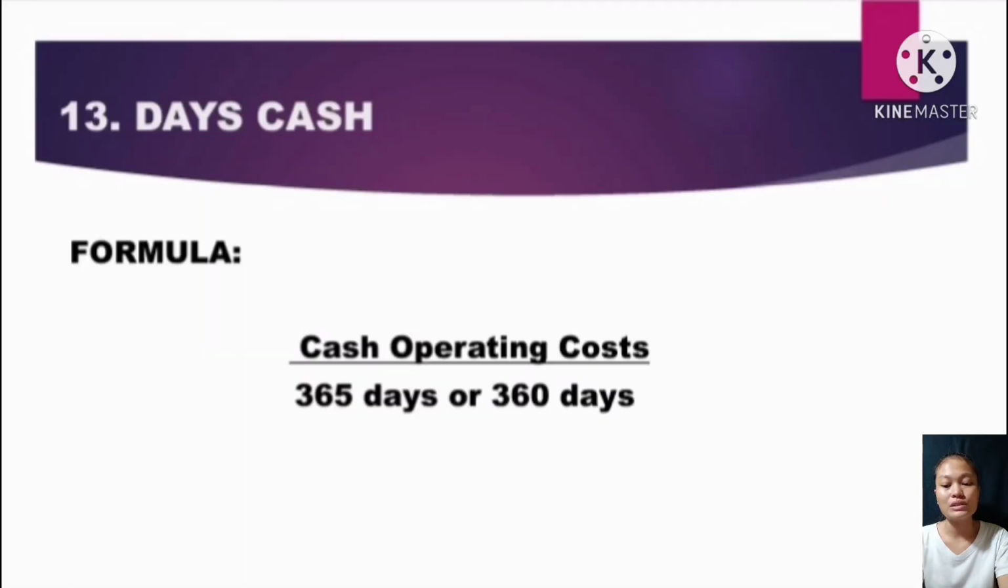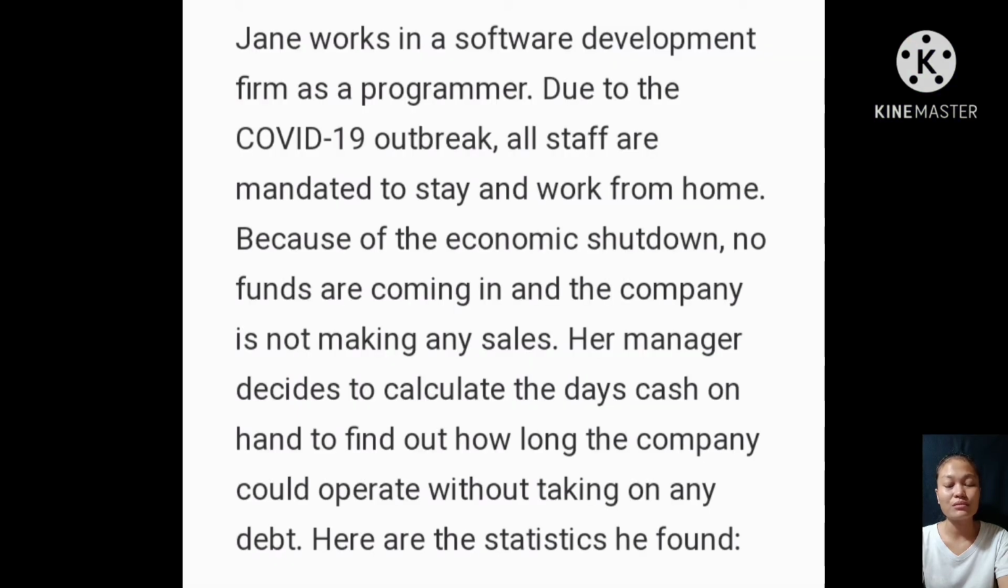Days cash. The formula is cash operating cost divided by 365 days or 360 days. Days cash indicates the ability of the firm's cash to pay the average daily cash obligations. For example, Jane works in a software development firm as a programmer. Due to the COVID-19 outbreak, all staff are mandated to stay and work from home.